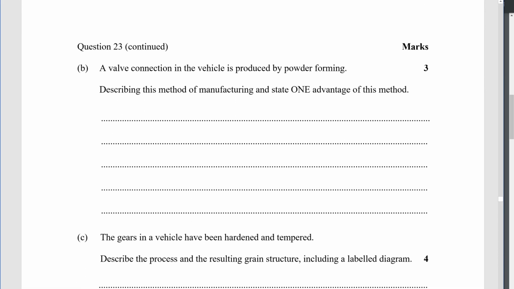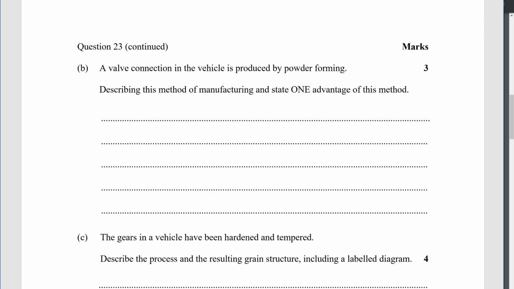I like that one. A valve connection in a vehicle is produced by powder forming. Describe this method of manufacturing and state one advantage of this method. Okay, so powder forming is where we take metal powder and we fuse it together under pressure. We then heat it to sinter the steel. We're describing, so I don't know if I need to go beyond that. Yeah, I think I'd be happy with that. Powder is formed together under high pressure and then heated in a process called sintering. That'd be enough for the 2 marks there.